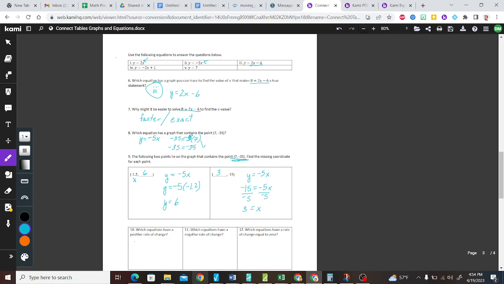So the first one has a positive rate of change. The second one has a negative rate of change. The third one has a positive rate of change. The fourth one has a negative rate of change. And then the fifth one has a 0 rate of change. There we go. Page 3 done.